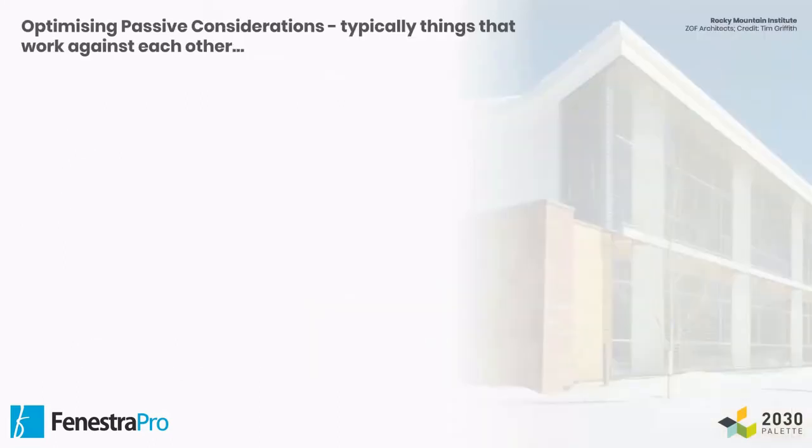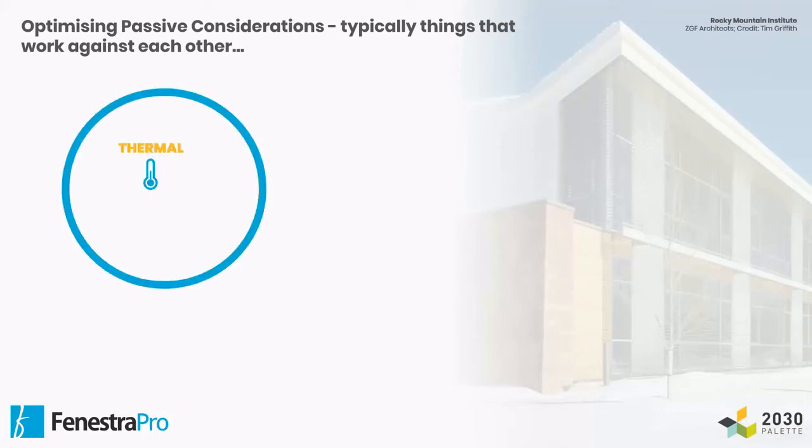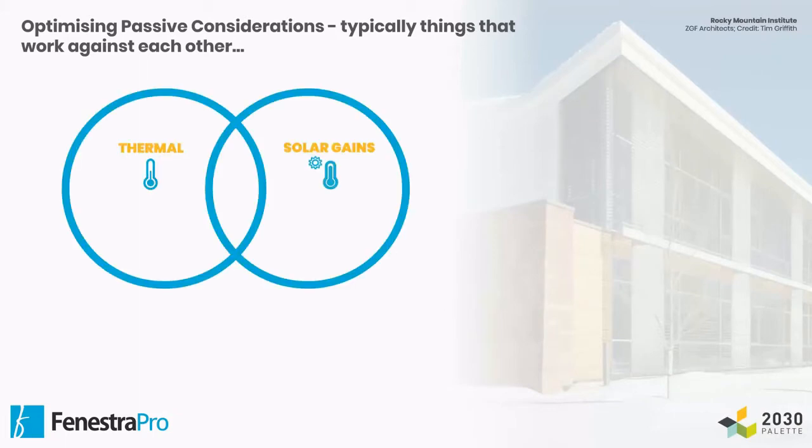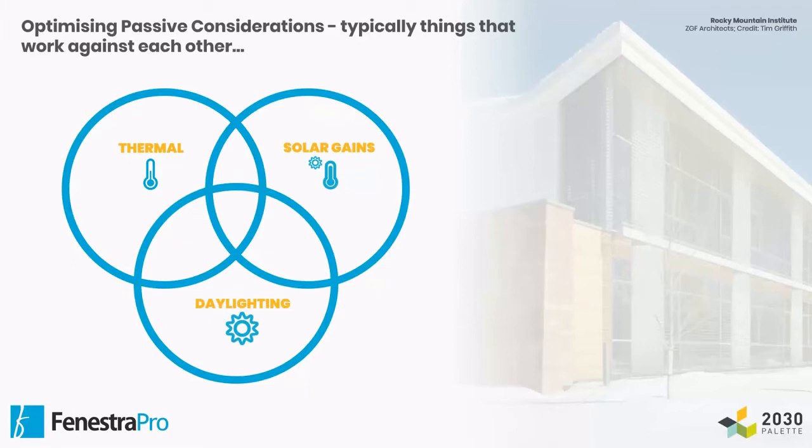So then we're talking about those passive considerations. These are typically things that can work against each other: thermal performance, solar heat gains, and daylighting. Because if you think about it, the more glazing you have, the higher the heat gains you have. That might work for you seasonally, depending on your climate, but the poorer the thermal performance, because glazing has a poorer thermal performance than opaque wall systems.